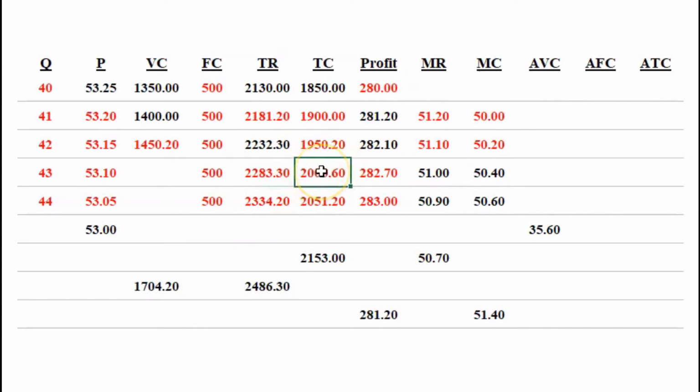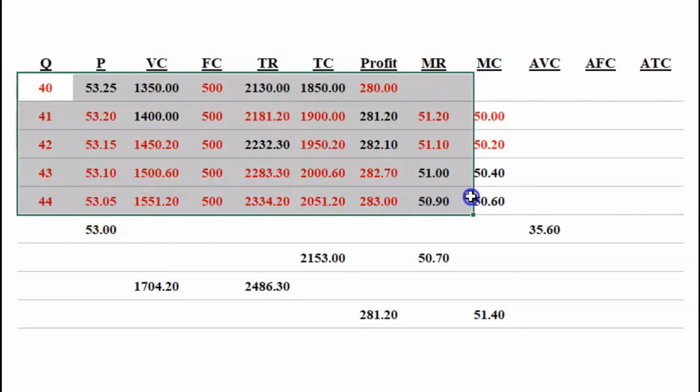So $2,000.60 minus $500, that is $1,500.60. So now to find the variable cost for 44 units, we just need to subtract fixed cost from total cost. $2,051.20 minus 500, that's $1,551.20. And so now we have the first 5 rows for the first 9 variables complete.